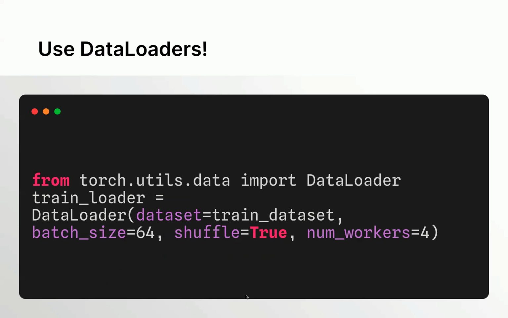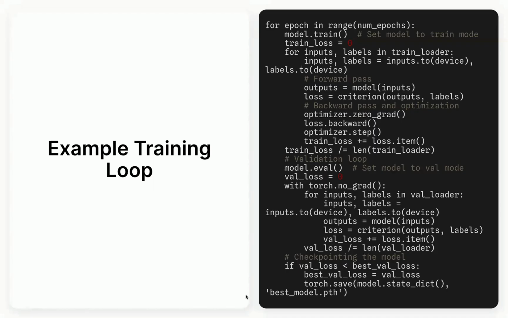So it's really important to use a data loader because this makes working with data much simpler, because you can load data batch-wise and process data in parallel when you're doing pre-processing of data. So this is an example training loop.